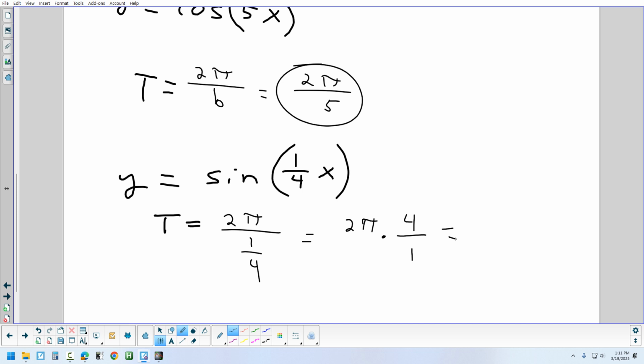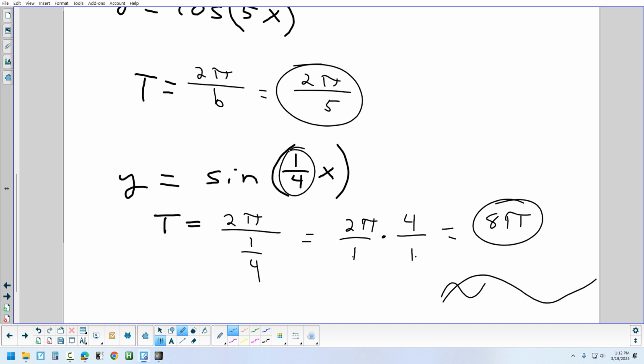What's 2 pi times 4? You go straight across. 8 pi. 8 pi over, if you want to think of that as having a 1, 1 times 1, 1. It's just 1 at the bottom. So that caused the period to get 4 times as big, which means if it originally did something like that, now you stretch it out and it's going to be 4 times as long. All right. So any question on how to find period using B?